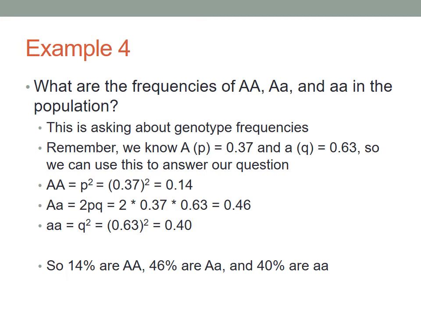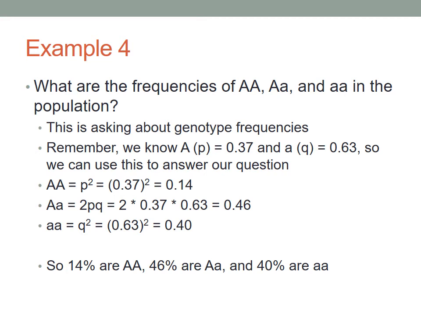So our homozygous dominant, that big A, that's going to be equal to p squared. So we take p, which is 0.37, and square it. And that tells us that our frequency is 0.14. For our heterozygote, we know that's going to be 2pq. So we take 2 times 0.37 times 0.63, and that gives us 0.46.